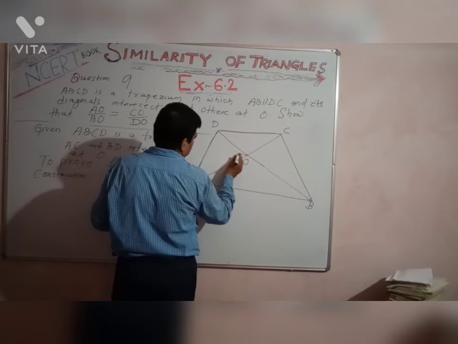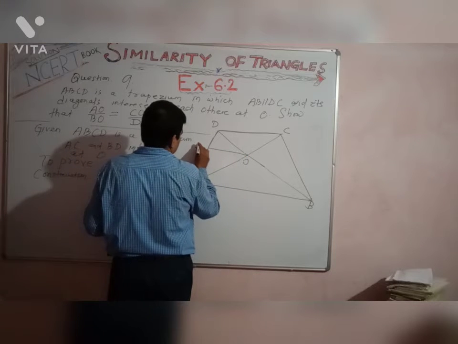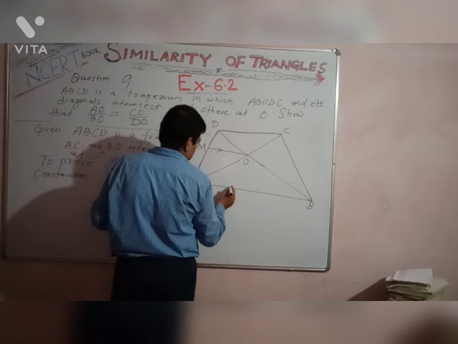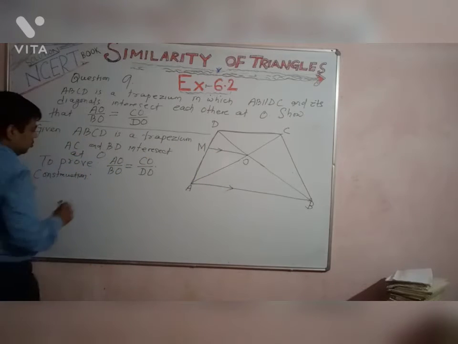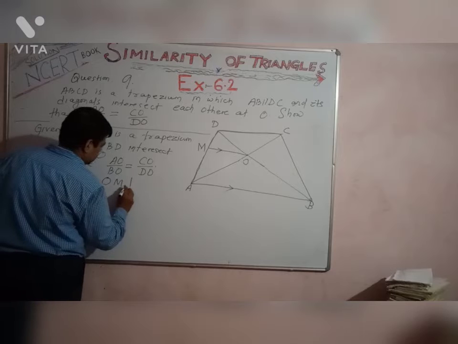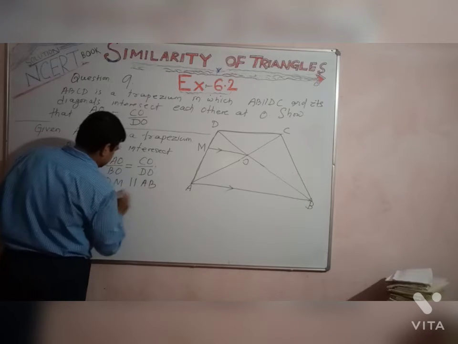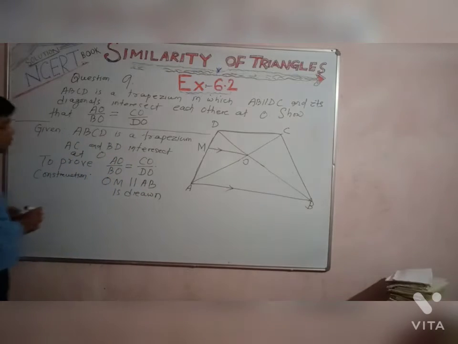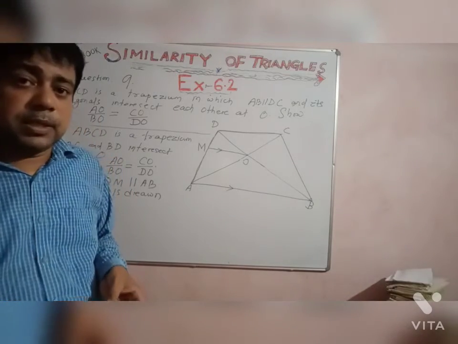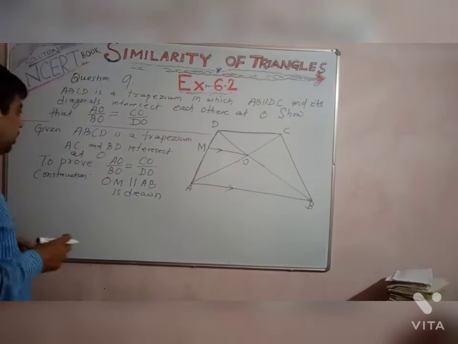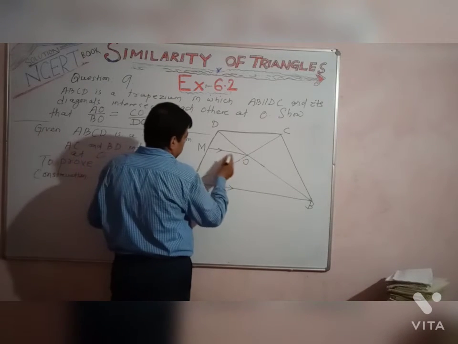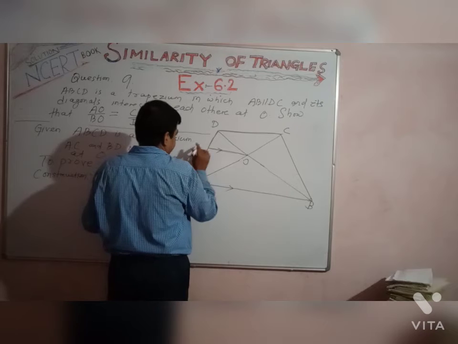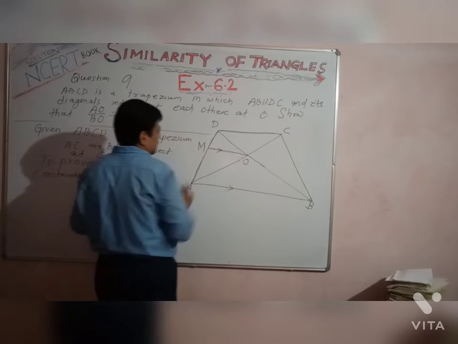Through the point O, draw OM parallel to AB, which intersects AD at the point M. Yes or no? This is the construction we need for the proof. Understand? So this is the construction for the required statement, right? OM parallel to AB is done.